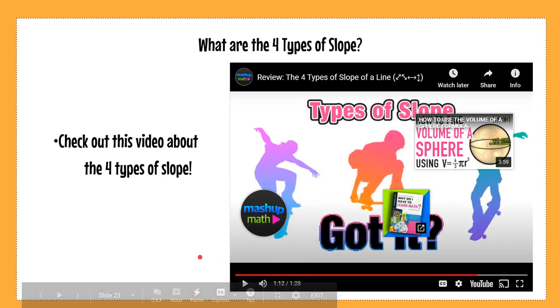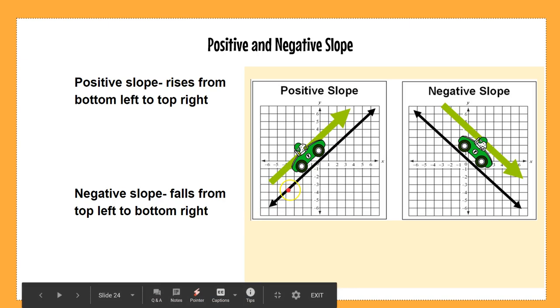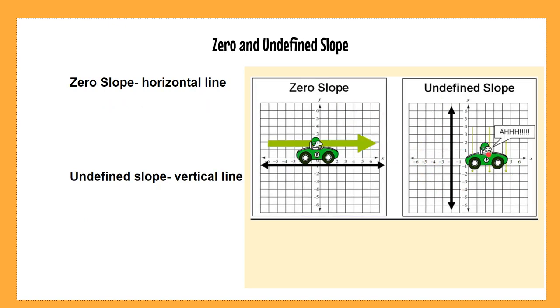Alright, so there's just a few more examples of the 4 types of slope. So remember, the positive slope rises from the left to the right. Just like you read, if you look at this graph from left to right, this is a positive slope. A negative slope falls from left to right. So if I'm reading left to right, this is falling or going down. 0 and undefined slope. The 0 slope is the horizontal line, and the undefined slope is the vertical line.